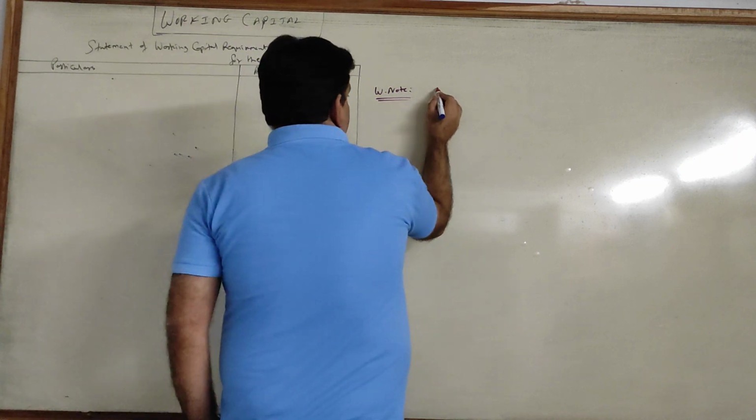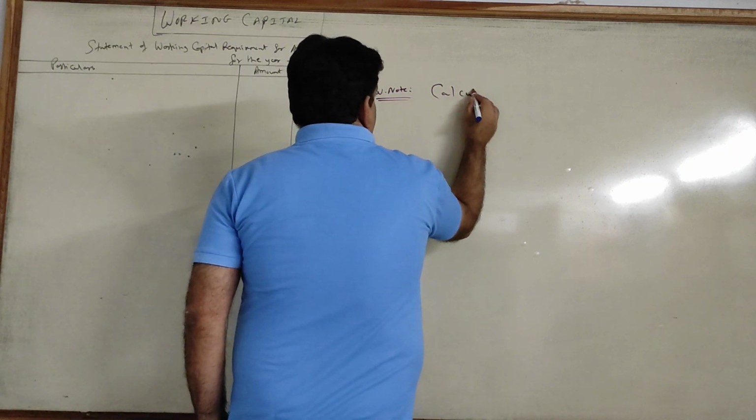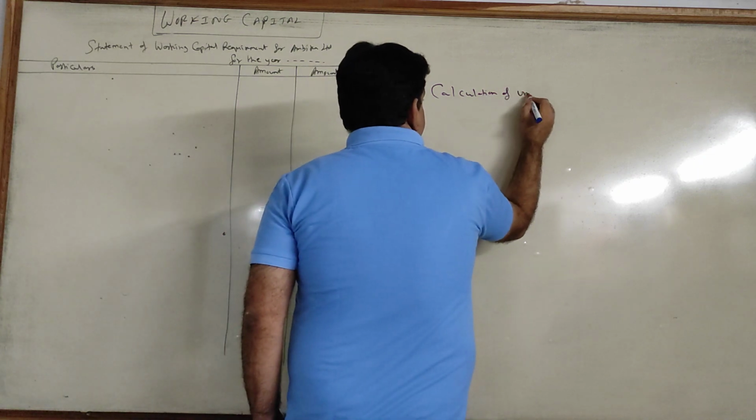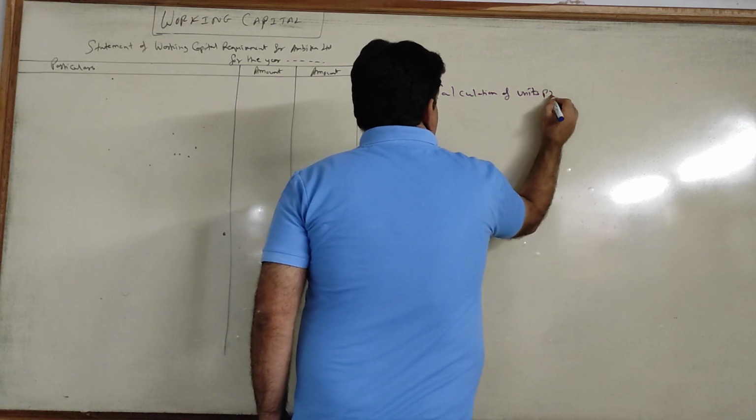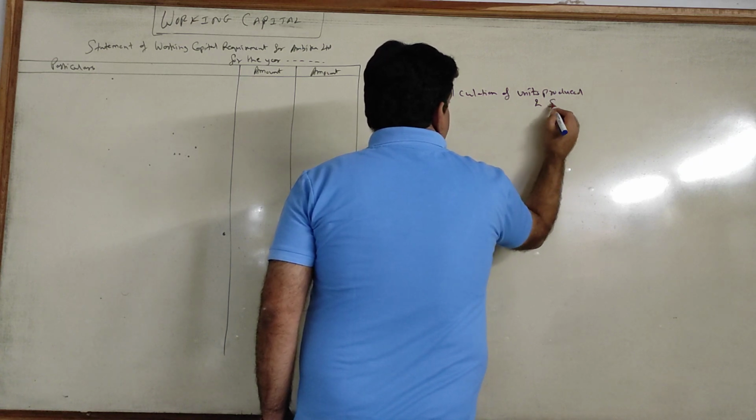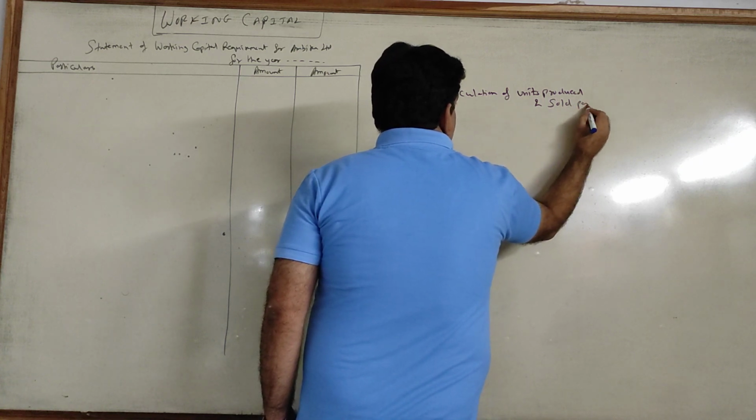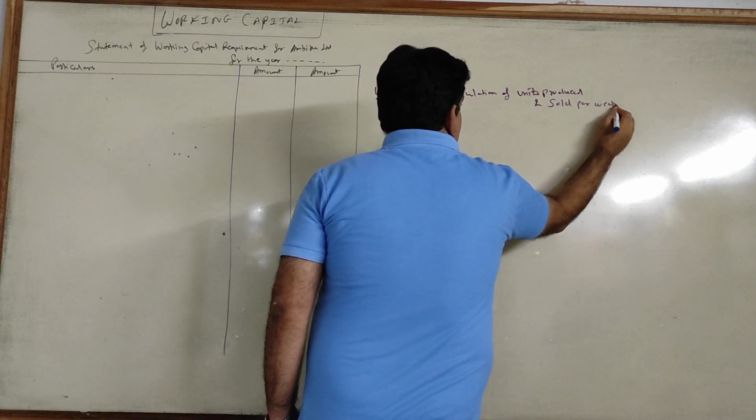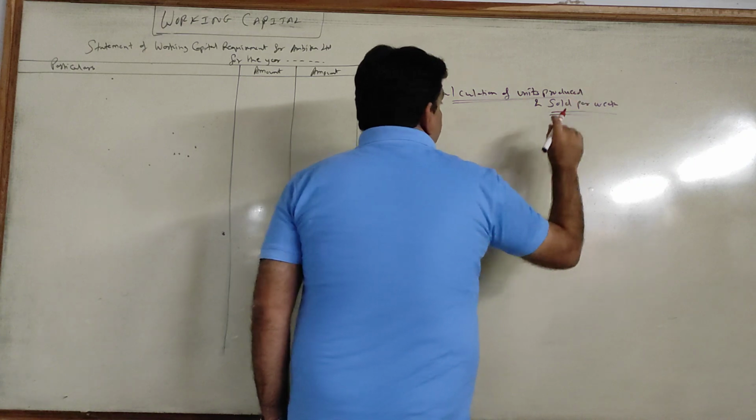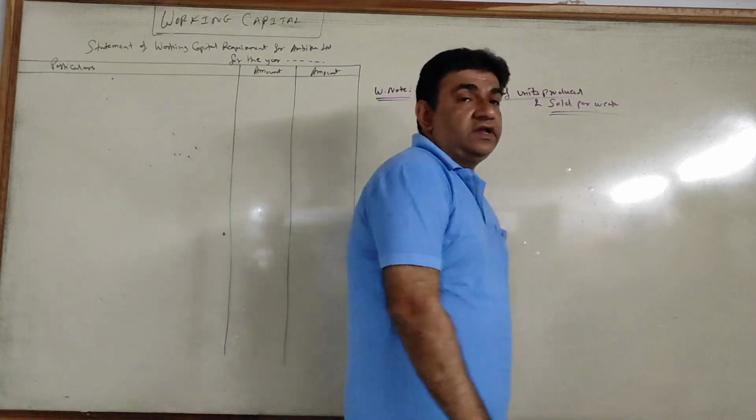Working note. Calculation of units produced and sold per week.